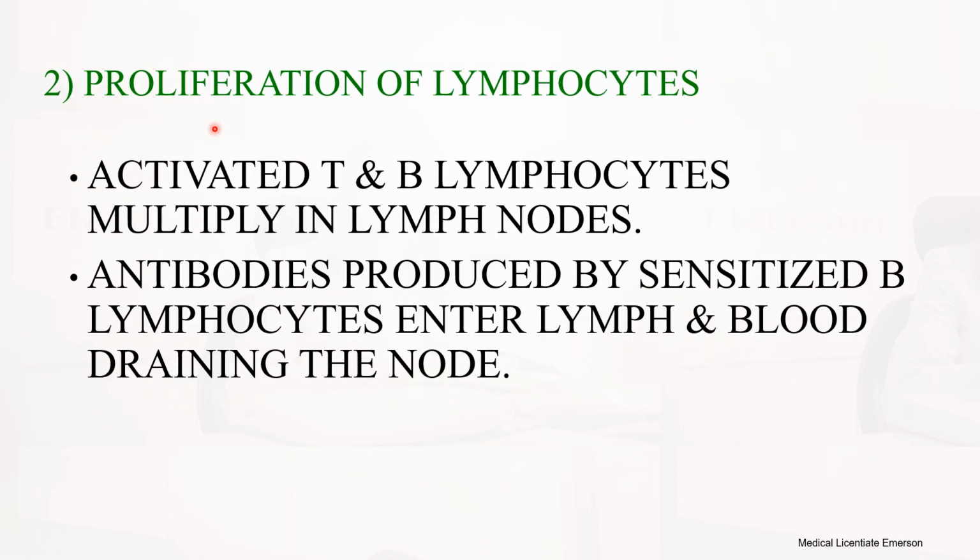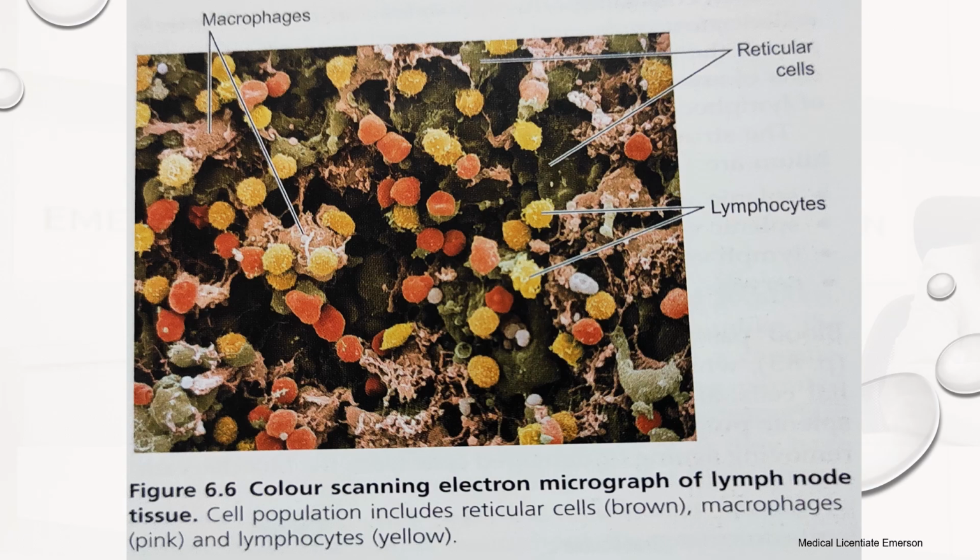Then number two function is proliferation of lymphocytes. So activated T and B lymphocytes multiply in lymph nodes. Then antibodies produced by synthesized B lymphocytes enter the lymph and blood draining the node. So this is one of the other functions, to proliferate the lymphocytes.